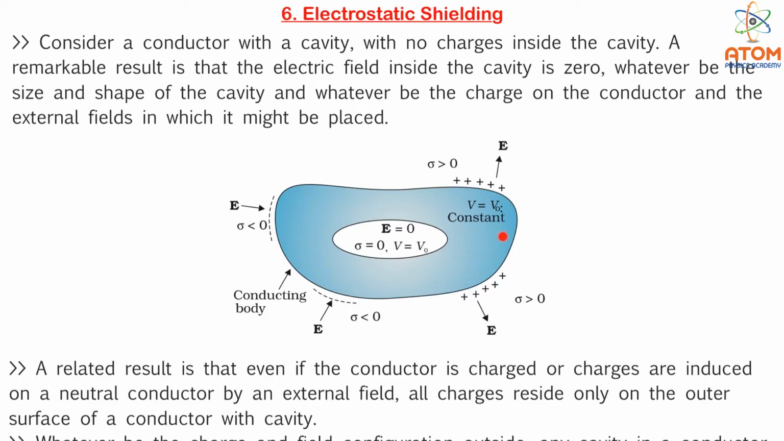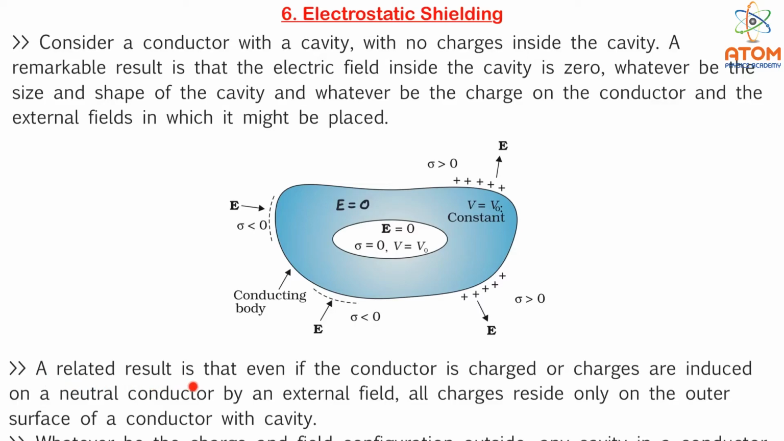For a conductor, inside the conductor, the electric field is 0. So at this portion also the electric field will be 0. I can mention that here also the electric field is 0, as well as inside the cavity. At the same time, inside this conductor the potential is constant, and on the surface also the potential is constant. And so inside this cavity also the potential will be the same constant, V is equal to V0.